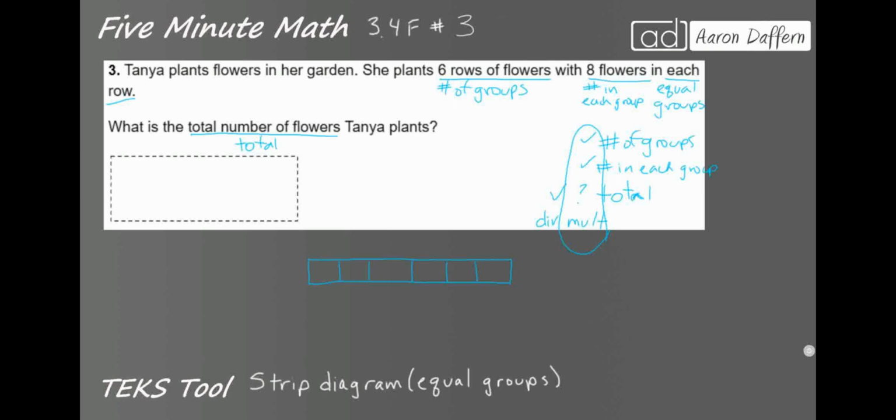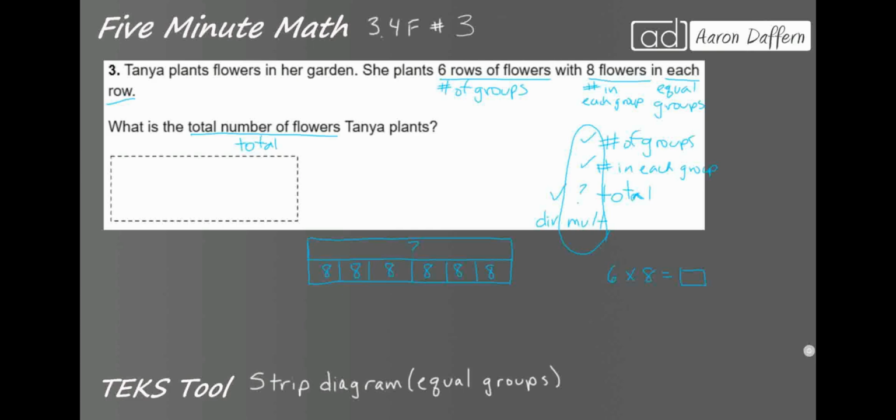Now, I have 8 flowers in each, so I'm simply going to draw 8s all the way across. And then I'm missing a total. That can be on the top, it could be below, it could be a bar, it could be just a line. In this case, I'm going to draw a bar up on top. I just don't know what that total is. Well, this ends up being 6 groups of 8. If you know your multiplication facts, which you should by the end of 3rd grade, that's easy. You're just going to put that in that box.